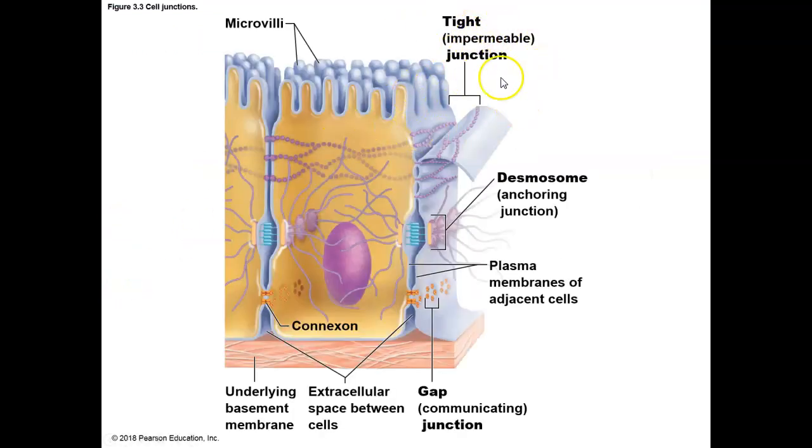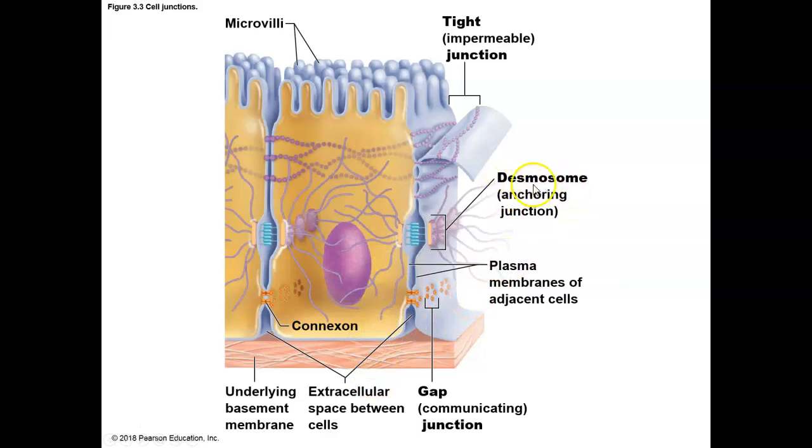So here you see a tight junction. Tight junctions are junctions that hold cells together and make a leak-proof membrane between the cells. So materials can't just flow freely through between one cell and another. Desmosomes are anchoring junctions that hold a cell to another cell and they withstand mechanical pulling, so mechanical stressors.